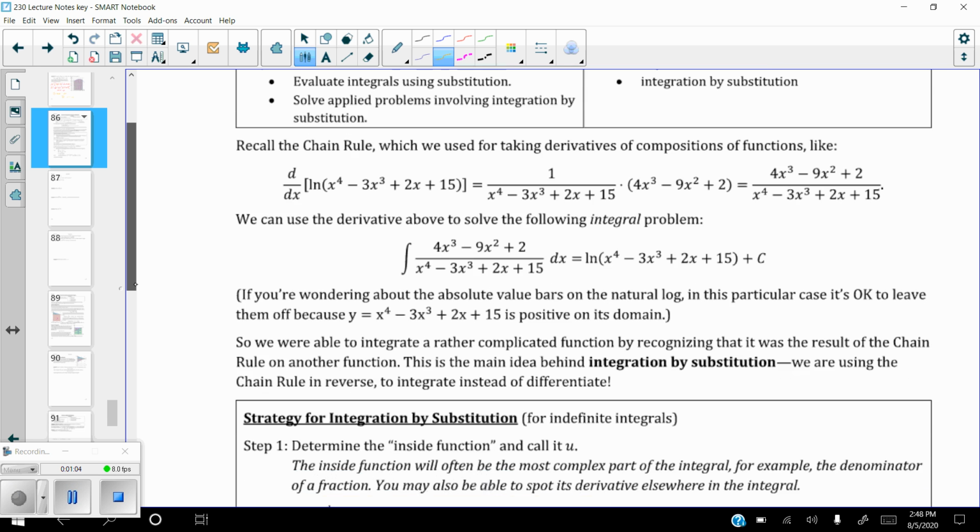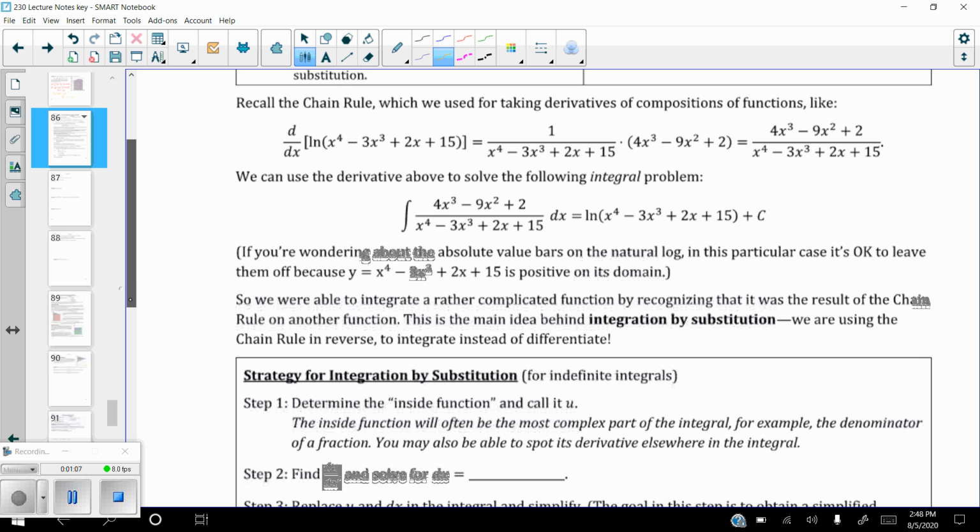So if we recall, the chain rule said that you take the derivative of the outside portion of the function and then you multiply that by the derivative of the inside function. So for example, if we took the derivative of this natural log right here, we would do 1 over the entire argument, which is this piece right here. Then you multiply it by the derivative of that argument, which is the inside piece right here.